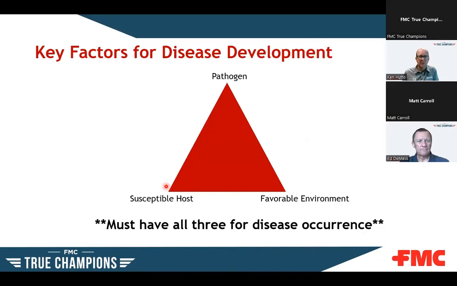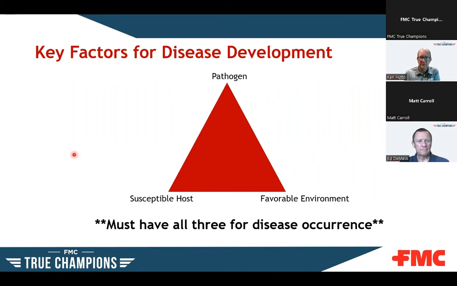I mentioned this briefly, this little triangle, and I'm sure you've seen this if you've ever sat in a disease webinar or presentation. There are 3 key factors that you must have in order to have a disease outbreak: a susceptible host, an active pathogen, and a favorable environment.